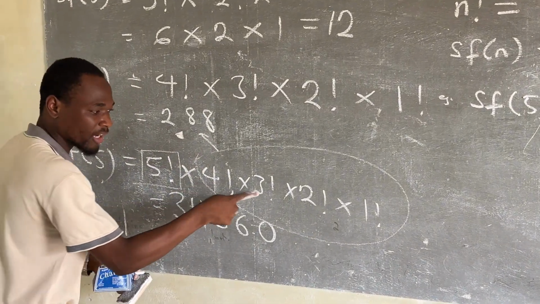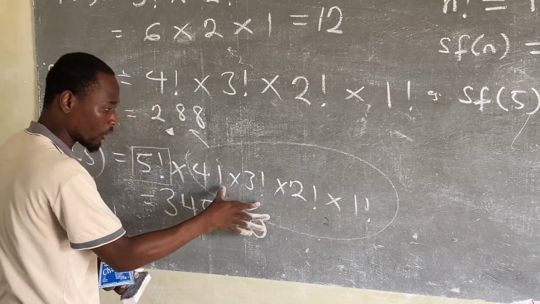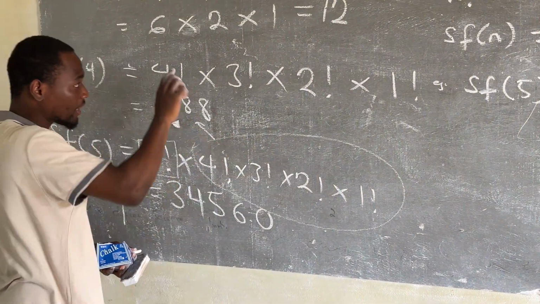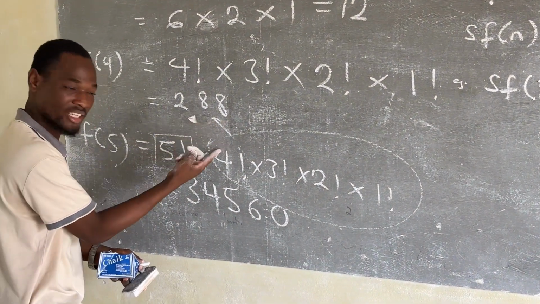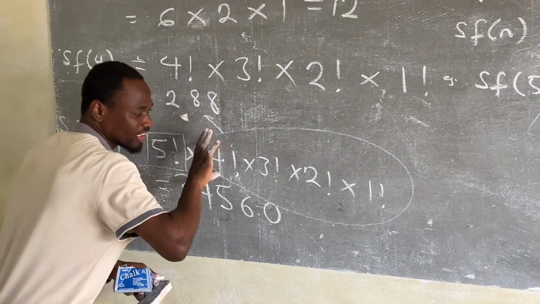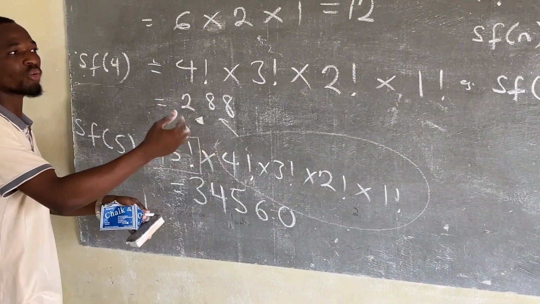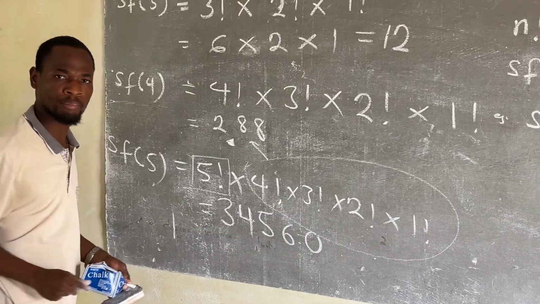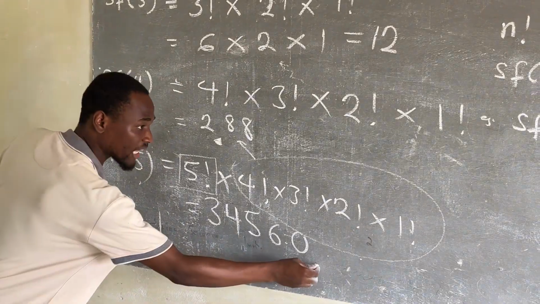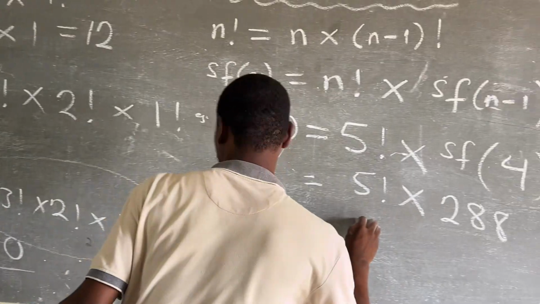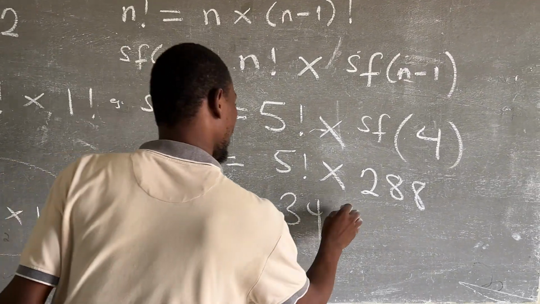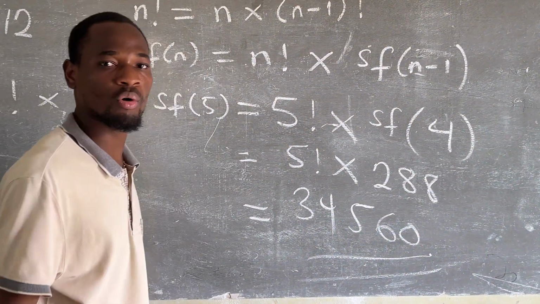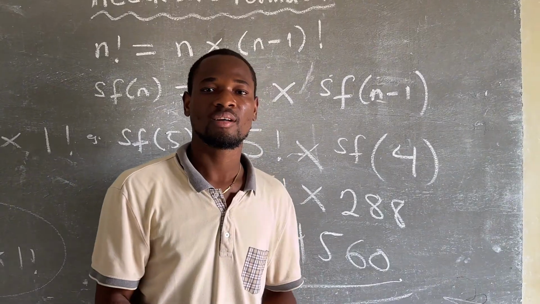Because we have 4 factorial, 3 factorial, 2 factorial times 1 factorial, which is the same as 4 factorial times 3 factorial times 2 factorial times 1 factorial. So this is the same as this, which is the 288. So I have 5 factorial times 288. And because we are doing it recursively, that's why we are going by this method. So straight away, I have the answer to be equal to 34,560. As simple as that. Viewers, I will end here.